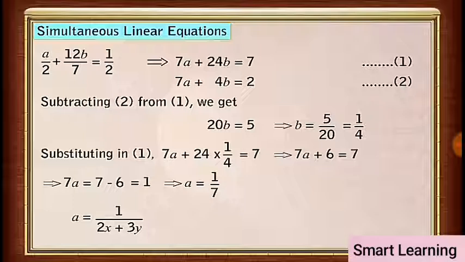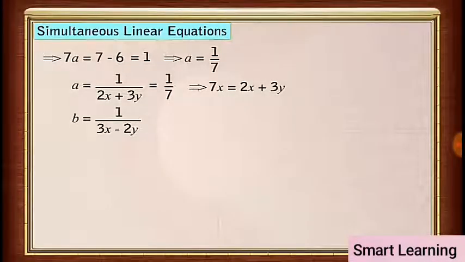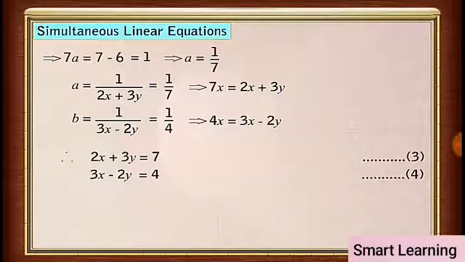Now we've taken a = 1/(2x + 3y), putting the value of a here as 1/7, so 7 = 2x + 3y. And we have taken b as 1/(3x - 2y), and the value of b we have found out to be 1/4. So from here, 4 = 3x - 2y. Therefore, 2x + 3y = 7, call this equation third. And 3x - 2y = 4, call this equation fourth.